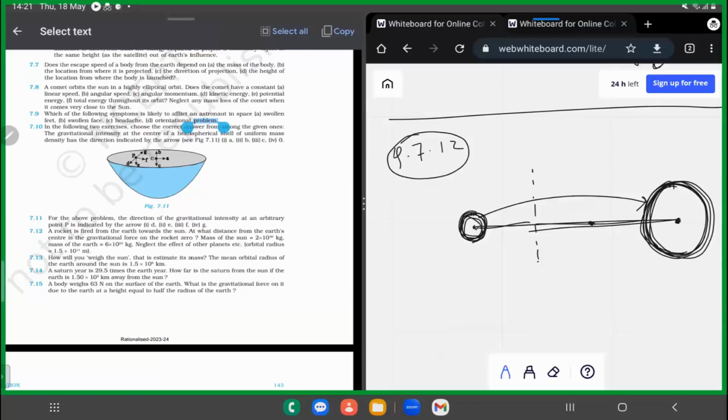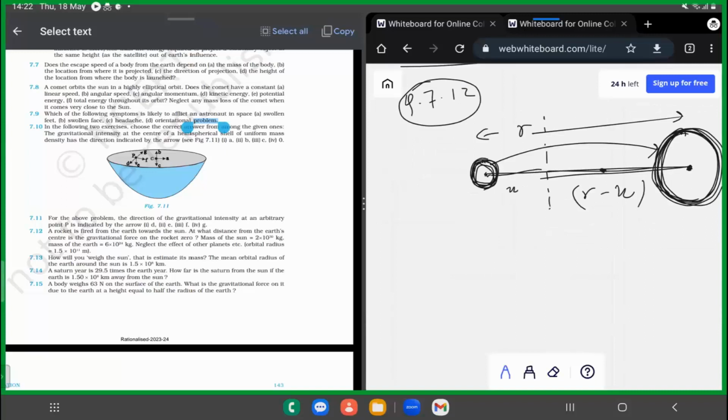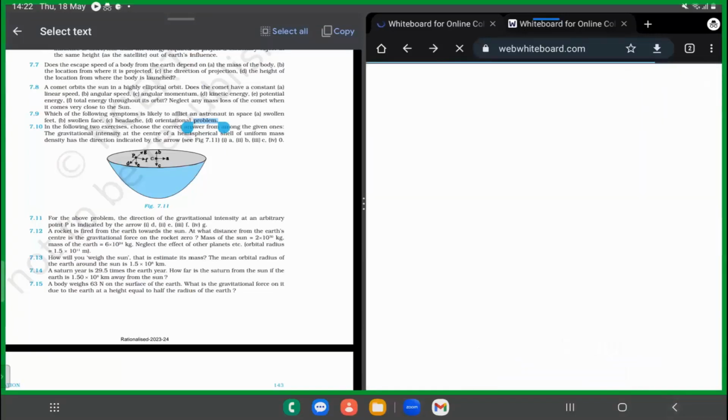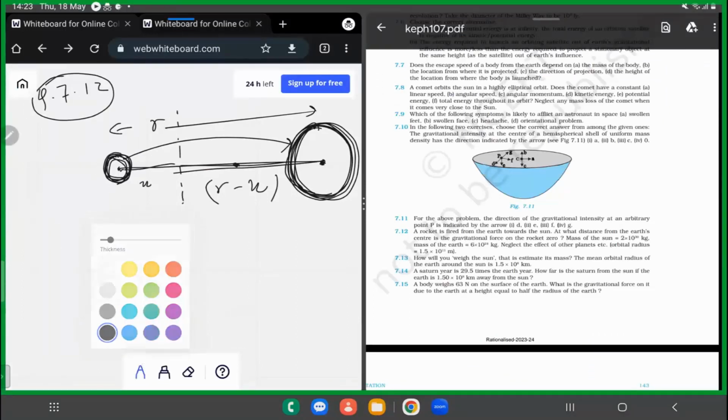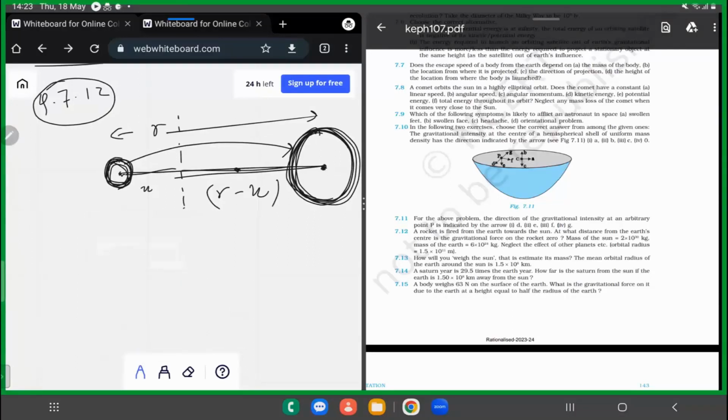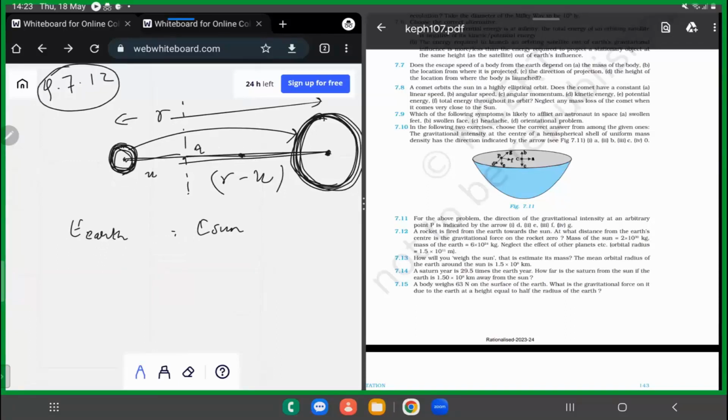Let's say this is some distance x, and this is some distance r minus x, where r is the total distance. If we write the equilibrium equation, the gravitational field due to the earth is equal to the gravitational field due to the sun at that point, say point A. So we can say that E of earth equals E of sun. You have to solve this equation.